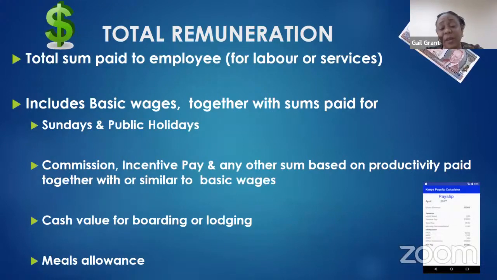The total remuneration also includes any other sum based on the productivity. So if there are other sums which are paid to the employee and they are paid based on productivity or similar to the basic wages, then that is also to be included. So like overtime, that will be included because that's based on a person's productivity. We also would include some contracts, state boarding and lodging and meal allowance. And the legislation at the first schedule states the minimum to be paid for boarding or lodging or meal allowance. If this is included in the contract, when calculating the holiday pay, then that is also included.